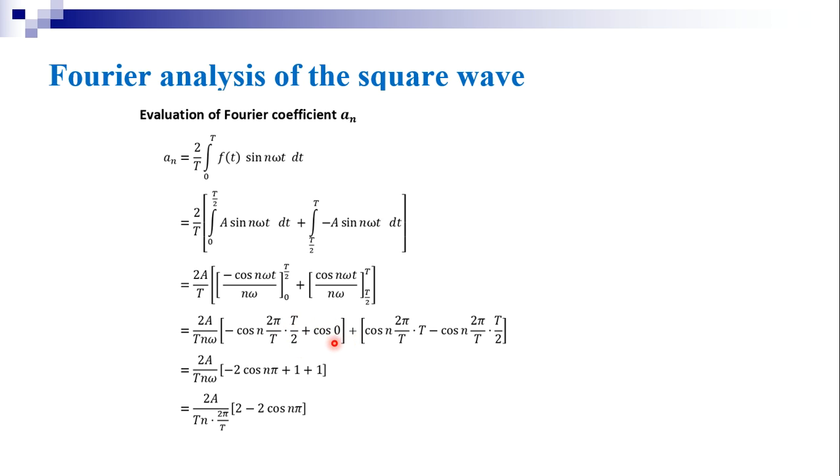For the second term also we apply the limits like this, and in the next step we arrive at 2A by T n omega into minus 2 cos n pi plus 1 plus 1, because cos 0 is plus 1. Next we get 2A by T n into, substituting for omega, 2 pi by T, into 2 minus 2 cos n pi.